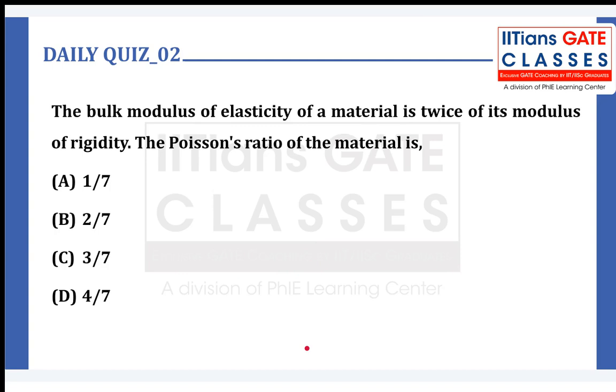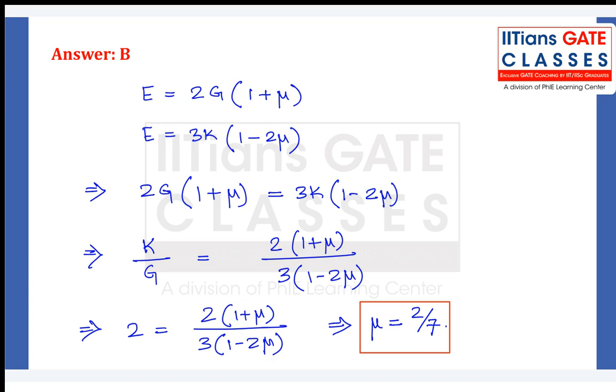The bulk modulus of elasticity of a material is twice its modulus of rigidity. The Poisson's ratio of the material is. Now similar kinds of questions have been discussed in class, but let us still try it once again. It's given that the bulk modulus is twice the modulus of rigidity. We have all read in class the equations which are relationships between the bulk modulus, modulus of rigidity, Poisson's ratio, and Young's modulus of elasticity.